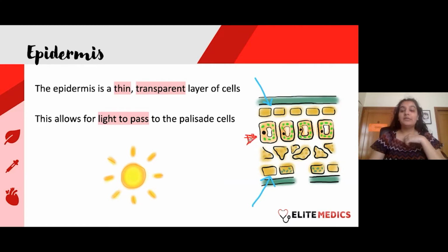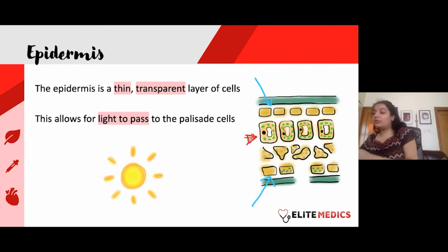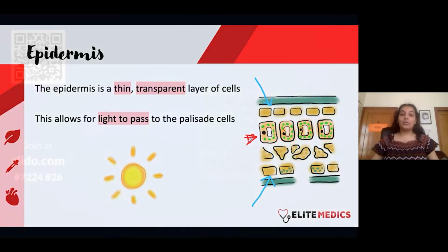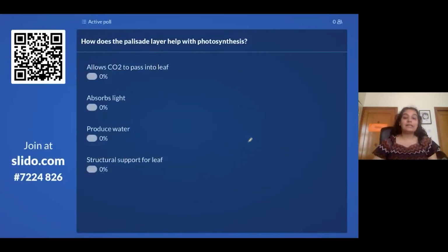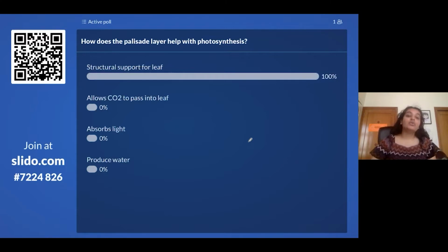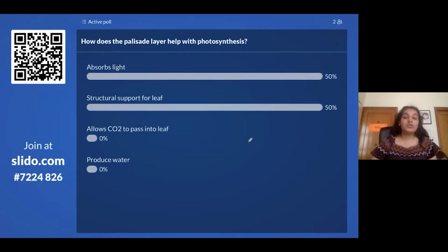Okay, so coming on to the palisade cells now, another slider for everyone. So how does the palisade layer help with photosynthesis? What do we think the palisade layer does? Why do we want that light to get there? So is it to allow carbon dioxide to pass into the leaf? Is it to absorb light, to produce water, or to structurally support the leaf? Which one do we think the palisade layer is doing within the leaf in regards to photosynthesis?